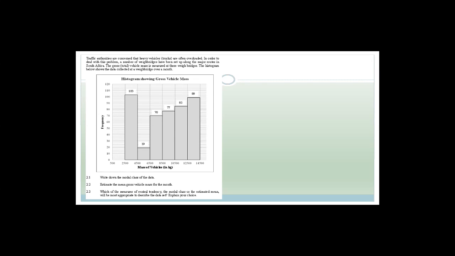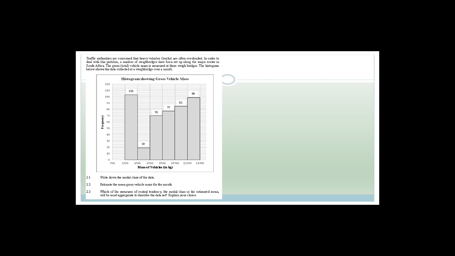Okay, so the traffic authorities are concerned that the heavy trucks are often overloaded. So to prevent this problem, what they do is they set up a whole bunch of way bridges. The gross or total vehicle mass is measured at these way bridges. So it doesn't just measure the mass of the car, it will measure the mass of the truck, of everything including in the truck, including yourself, your cool drink, and all your luggage and everything that you've got in the back of the truck, okay?